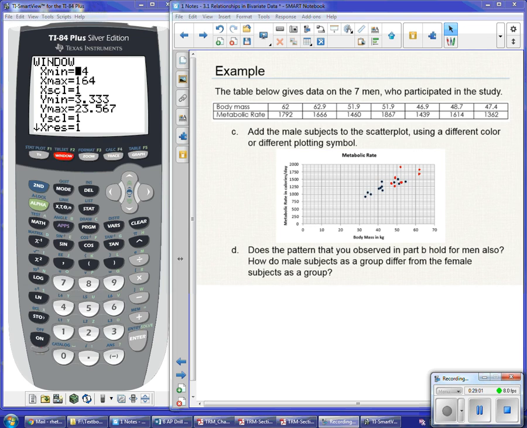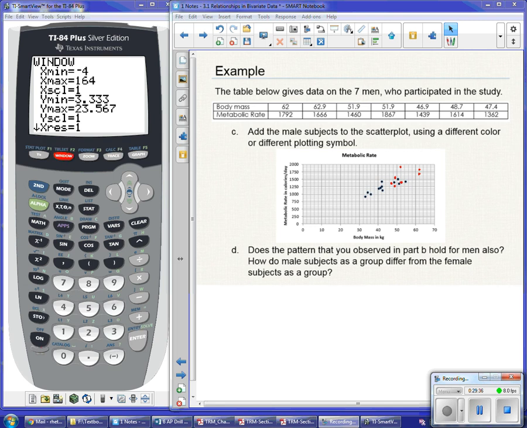Okay. So if you take a look at the men's data, I think you can see that the typical body mass for the men tends to be higher than the women, and it also continues to follow the trend where the higher values for body mass correspond to the higher values for the metabolic rate. So it says, does the pattern that you observed in part B, what we observed for the women, hold also for the men? And I think, yes, I think there's still a clear positive association. It's a little bit harder to tell because we don't have as much data for the men as we do for the women, but I do think a linear model may be appropriate, although it doesn't look quite as strong as it did for the women.